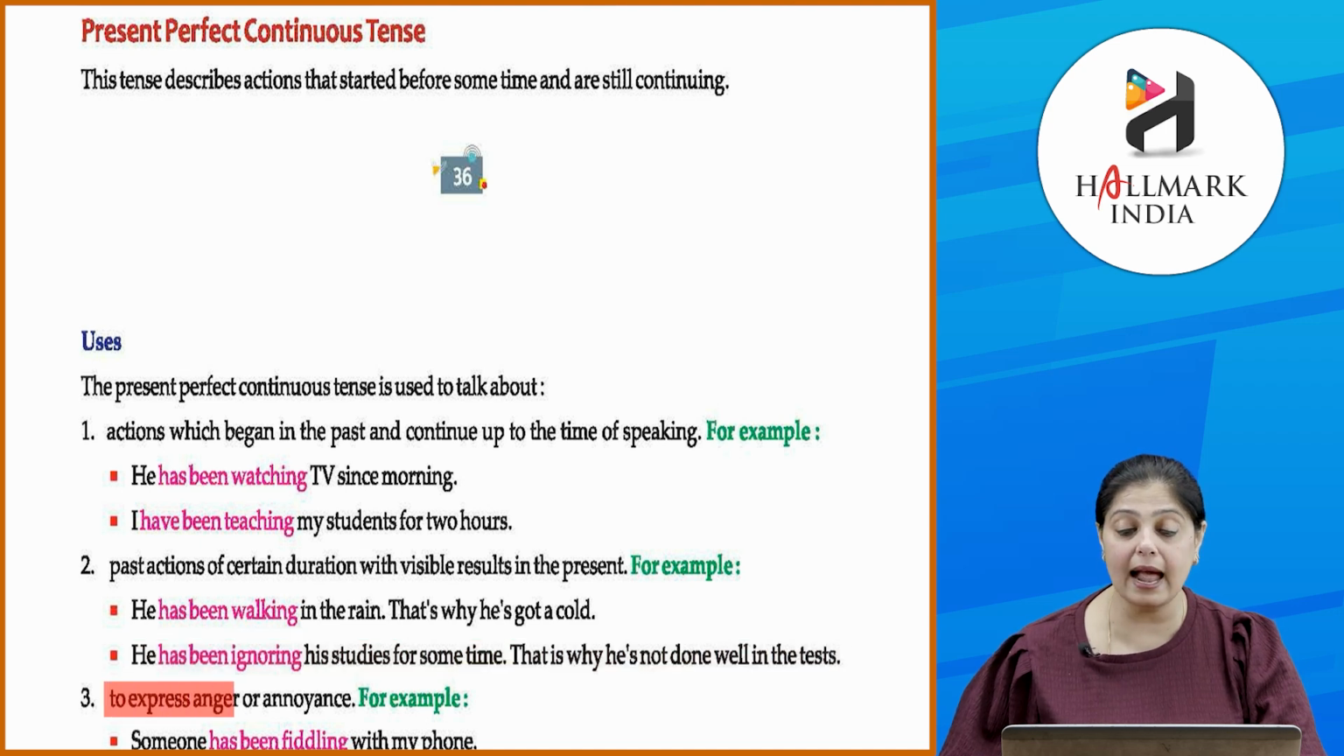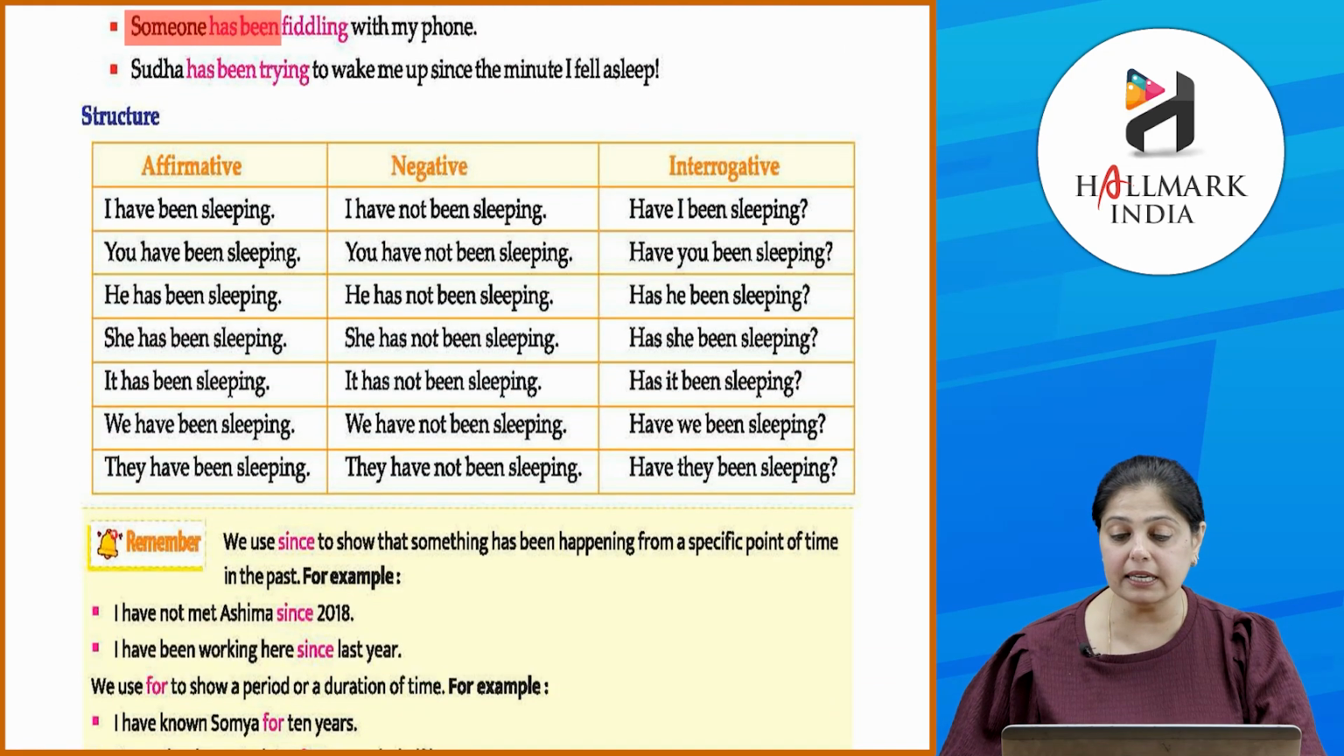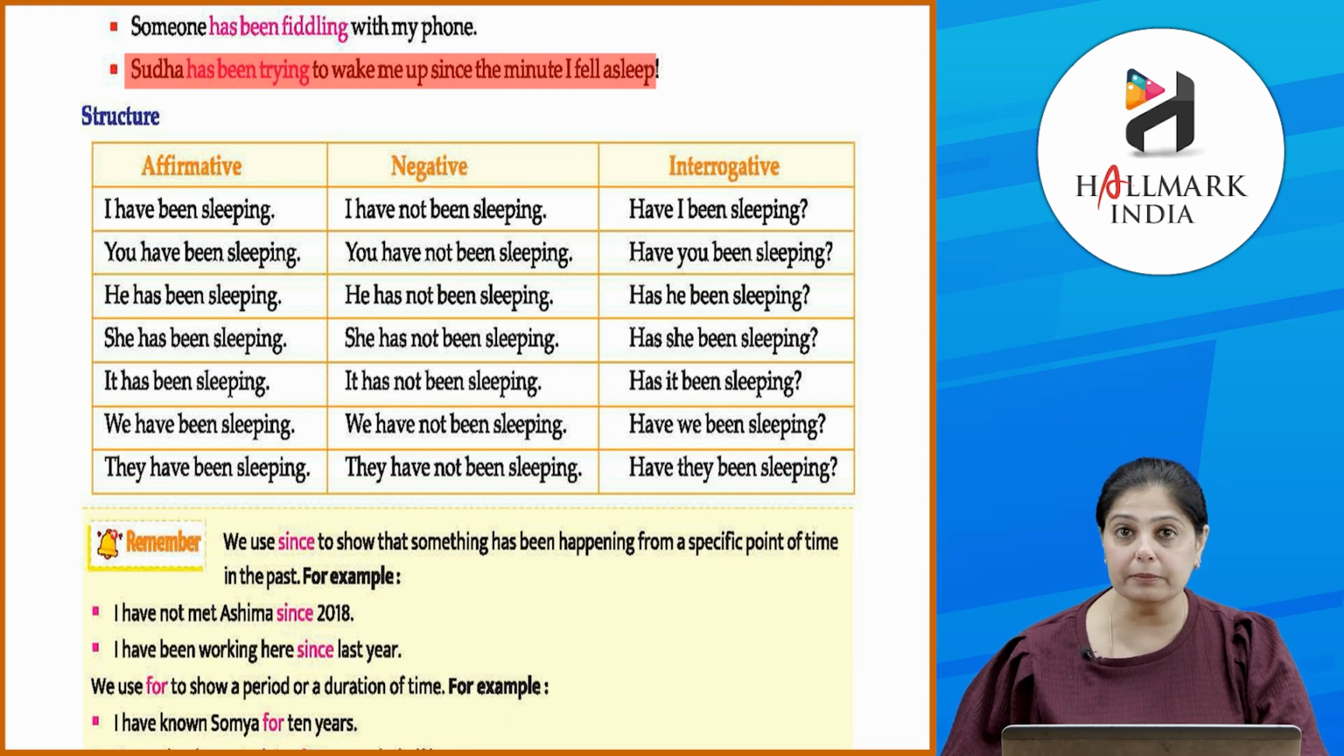Next is to express anger or annoyance. Someone has been fiddling with my phone. You get angry, right, when someone touches your things, and you doubt that somebody is touching your belongings. That is something which is in the present perfect continuous tense when you're expressing that. Sudha has been trying to wake me up since the minute I fell asleep. Now, let's look at the structure.